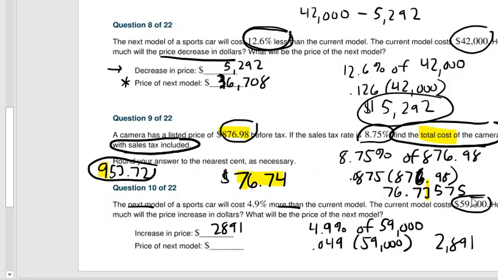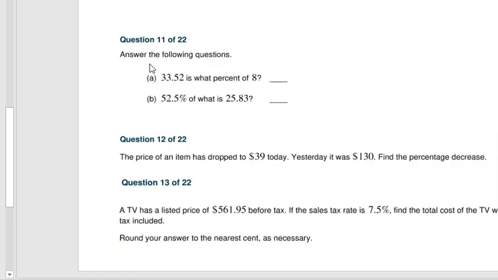Now, if the current model is 59,000 and there is an increase in price of 2,891, to find the price of the next model, we need to add those two together. And that gives us $61,891. Okay, so for the next ones, you are writing equations for these, and then you're going to solve the equations.